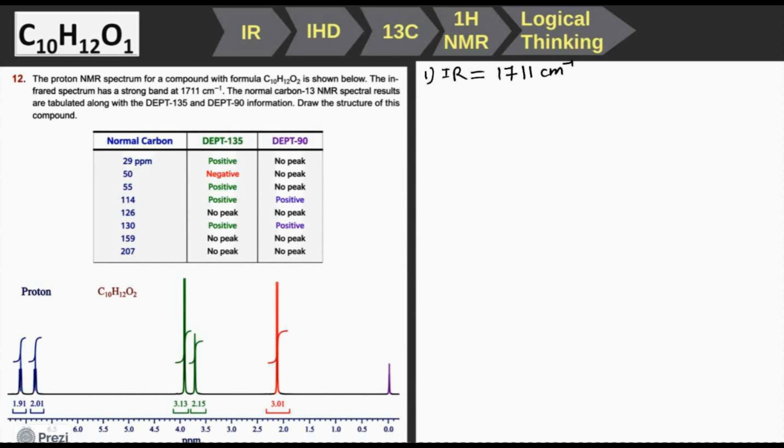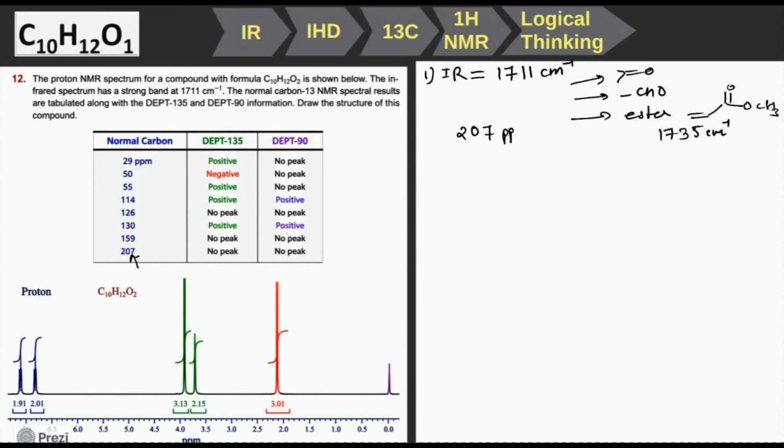So first we will see the IR value, which is 1711 per centimeter. This value indicates that the compound could have a ketone, aldehyde or ester, conjugated ester. Because usually ester comes around 1735, but if it is in conjugation, then it can decrease further, but we don't know which one is actually present in the molecule. So it's better to check the carbon NMR. In the carbon NMR, if you see, there is a peak around 207. This 207 indicates that the compound contains a carbonyl group of a ketone or aldehyde. Now look at the 1H NMR.